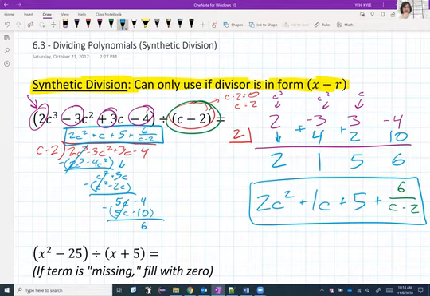2c squared plus 1c plus 5 plus 6 over c minus 2. And you'll notice we got the exact same thing as we did when we did it with long division. This is nice. I would much rather do the way on the right, the synthetic division, than the way on the left.